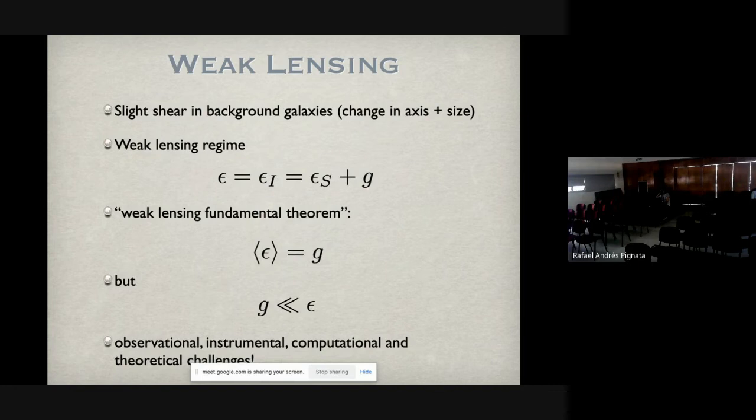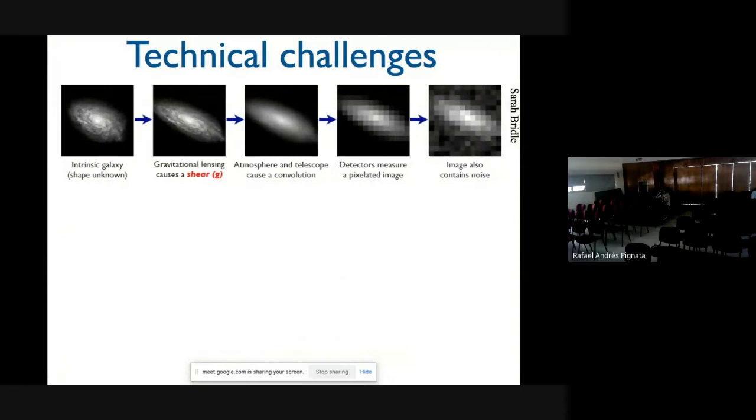Another difficulty is the observational effects. If you have a galaxy like the one on the left and it's sheared like the first image, of course this is largely exaggerated. The effect of the shear is much less than what you see, but just for visual purposes. If you could measure this perfect image, your life would be easier. But then you have the atmosphere that blurs the image.